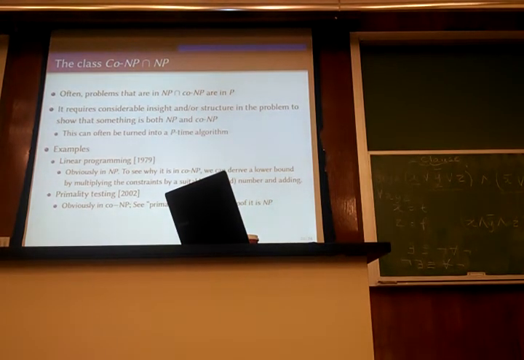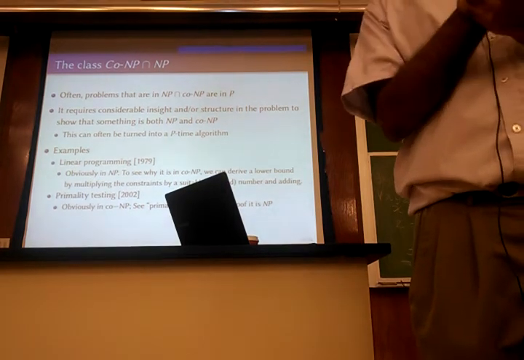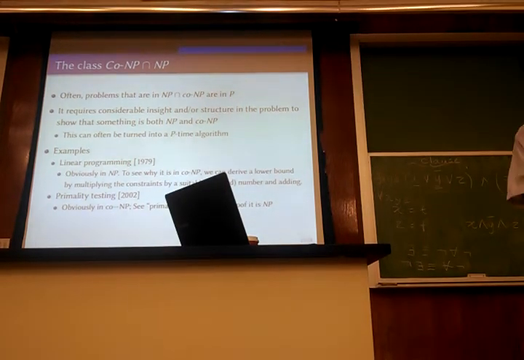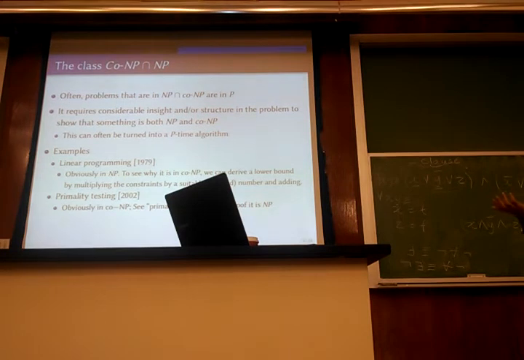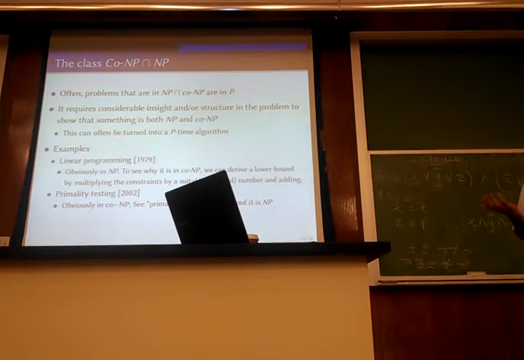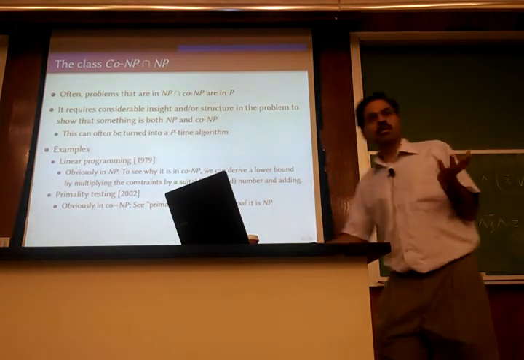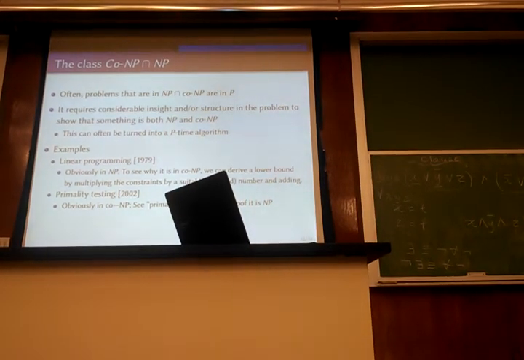Suppose I ask you to show that... I give you a number, right? And somebody tells you that it's not prime. Now, to show that it's not prime, can that be done in NP time? How would you do it? What guess can you make that will allow you to prove that a number is not prime?